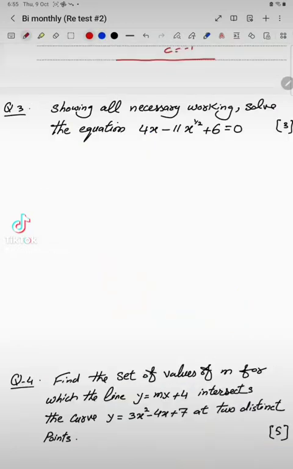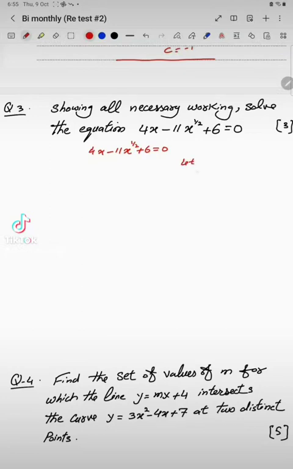Question number 3 is showing all necessary workings. Solve the equation 4x - 11x^(1/2) + 6 = 0. It is 3 marks, as simple as that: an equation convertible to a quadratic, a more complex quadratic.